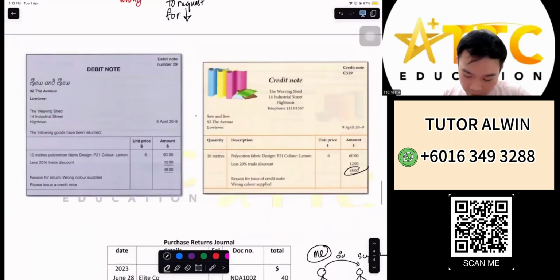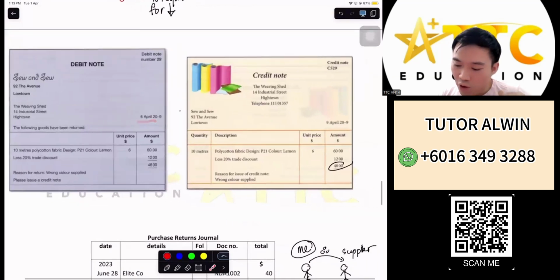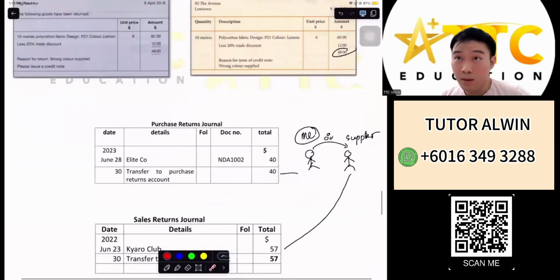Okay, so let's see here. There's a debit note. CU to Waving Shed. They request a return of 4,800 because of wrong color supply. After a few days, this is on the 6th April, then on the 9th April, they approve this request of return. So 4,800 will then be recorded into the purchase return or the sales return journal.